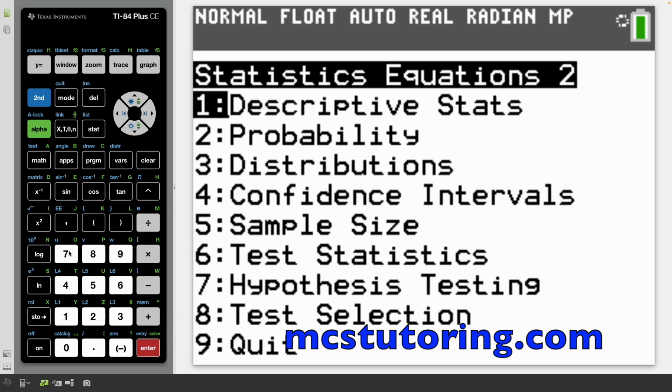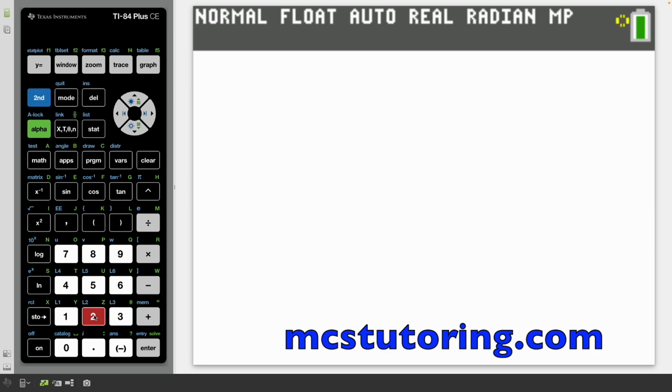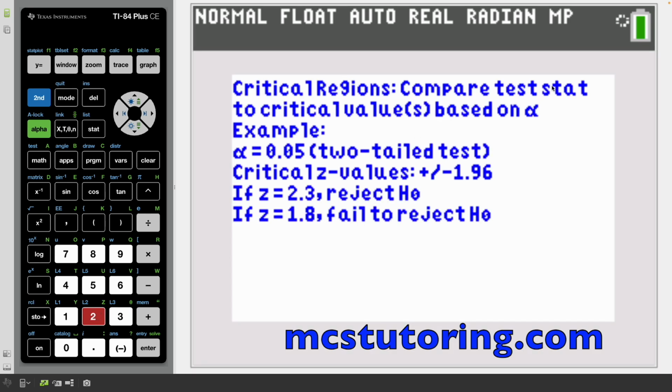And then hypothesis testing. So critical regions. You compare the test stat to a critical value based on alpha. Sometimes alpha is 0.1, 0.05, or 0.01, just depending. So 0.05, let's say for two-tailed tests. Critical Z values would be plus or minus 1.96. It's usually found in a table or chart in your stats book.